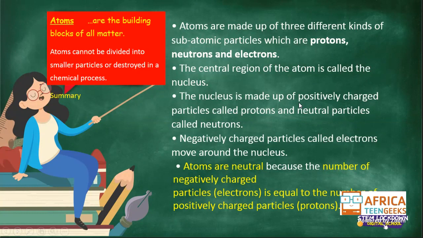Now, the central region of the atom is called the nucleus, and the nucleus is made up of positively charged particles called protons and neutrons, and these together make it neutral. Then we have negatively charged particles. They are called electrons, and it orbits around the nucleus. Now, atoms are neutral because the number of the negatively charged particles, which are the electrons, is equal to the number of the positively charged particles, which is the protons.